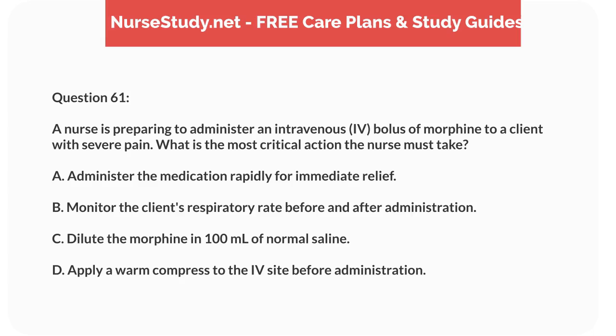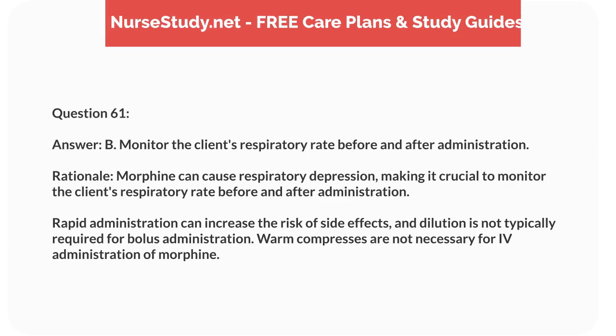Question 61. A nurse is preparing to administer an intravenous, IV, bolus of morphine to a client with severe pain. What is the most critical action the nurse must take? A. Administer the medication rapidly for immediate relief. B. Monitor the client's respiratory rate before and after administration. C. Dilute the morphine in 100 milliliters of normal saline. D. Apply a warm compress to the IV site before administration. Answer B. Monitor the client's respiratory rate before and after administration.